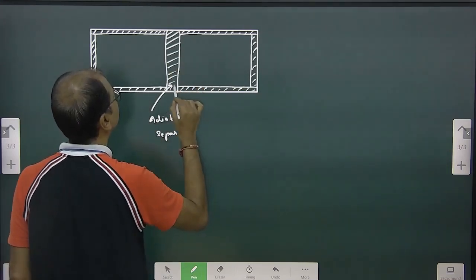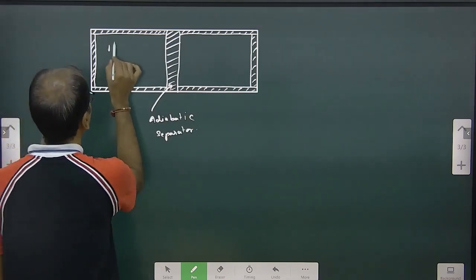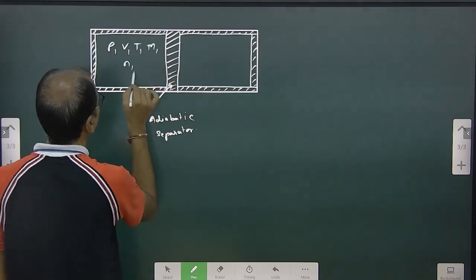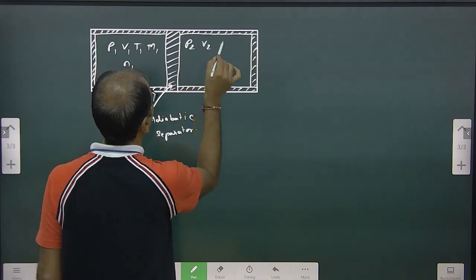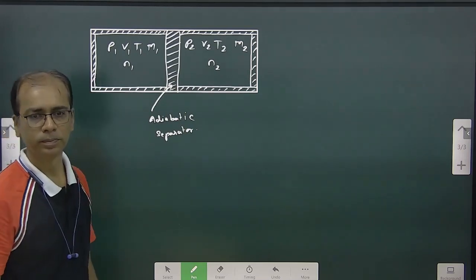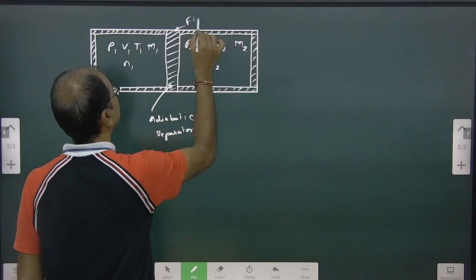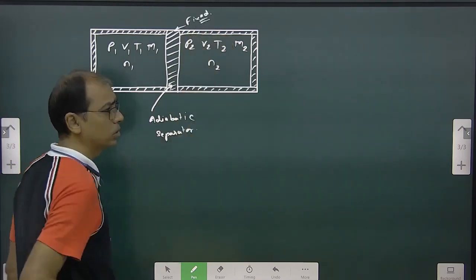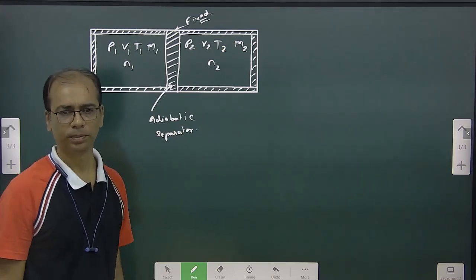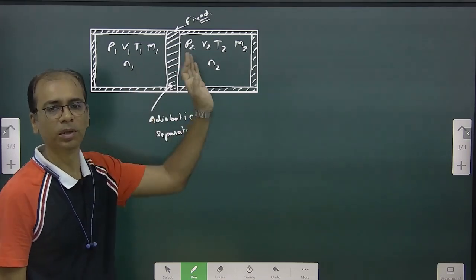So two gases we are keeping. In this one also one gas is there, in this one also one gas is there. This pressure is P1, its volume is V1, its temperature is T1, mass is M1, number of moles is N1, and here also P2, V2, T2, M2, N2. Now the question is, are they able to interact with each other? No. Is this fixed? Yes, this is fixed. So they cannot change the volume either. They can be like this forever. Under these circumstances, we can say this is also in thermal equilibrium.